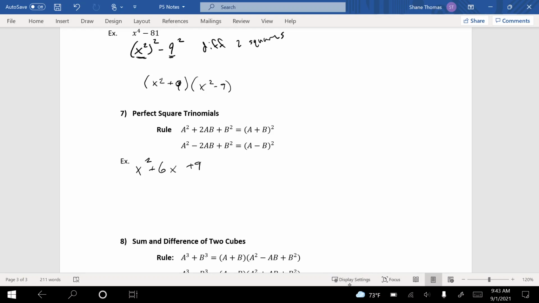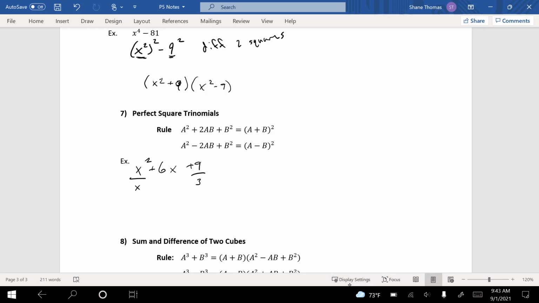Okay? I think we could easily see that this would be 3 and 3. Agreed? But when I look at this, look at your a and c terms. Is that guy a perfect square? Yes. Is this guy a perfect square? Yeah. So let's square root them both. This guy would be x, correct? This guy would be 3.